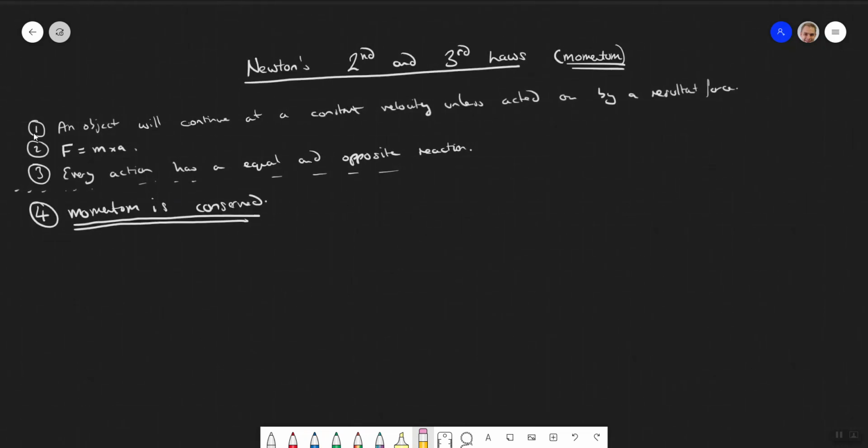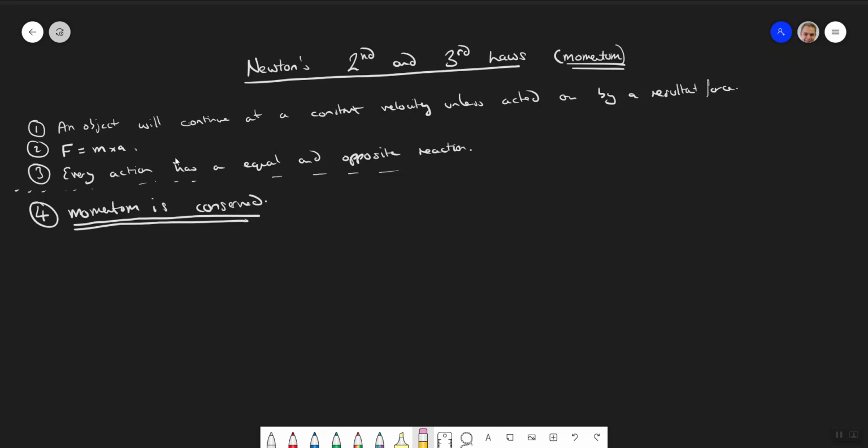Here's what we've got. We've got his first law: an object will continue at its constant velocity unless acted on by a resultant force. We've got his second law, which at the moment we think of as force is mass times acceleration. And we've got his third law, which you've heard of: every action has an equal and opposite reaction. And this third law is something that I want to deal with.